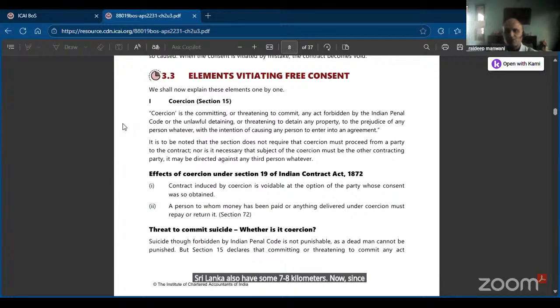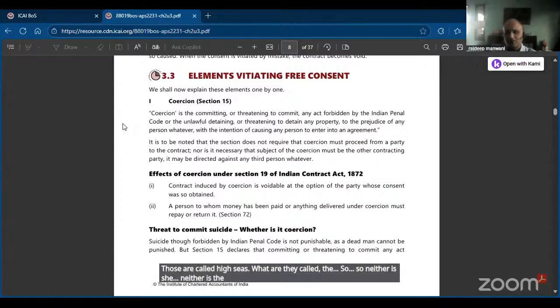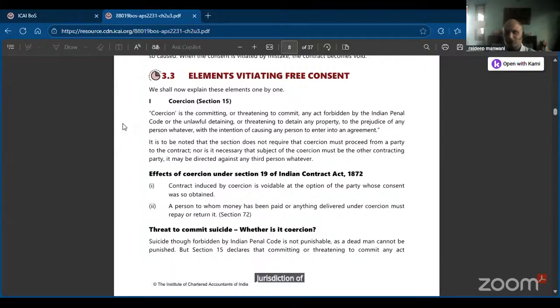Now, since the ocean is so big, there are some portions of the ocean which no country owns. Those are called high seas. So neither is the ship in the jurisdiction of India, nor is it in the jurisdiction of Sri Lanka. It's somewhere in the middle, in the high seas.